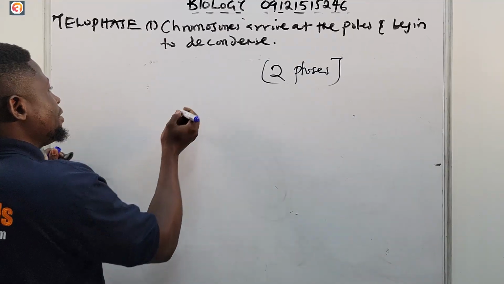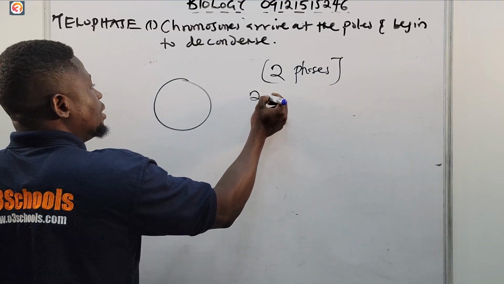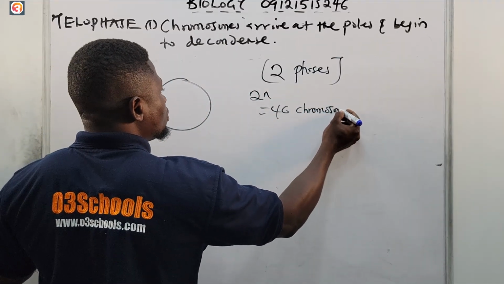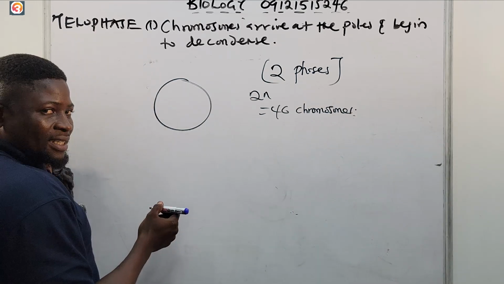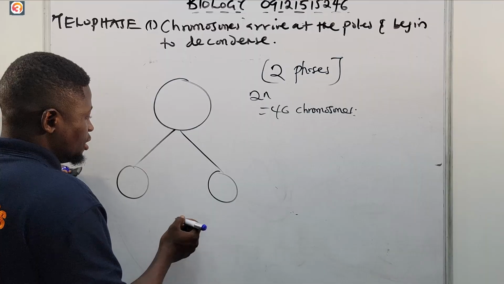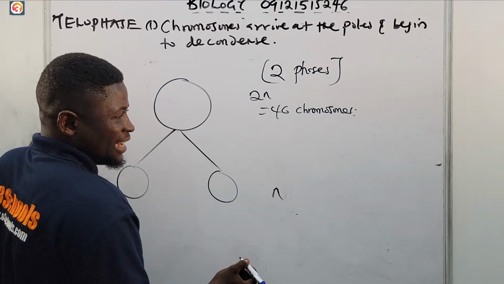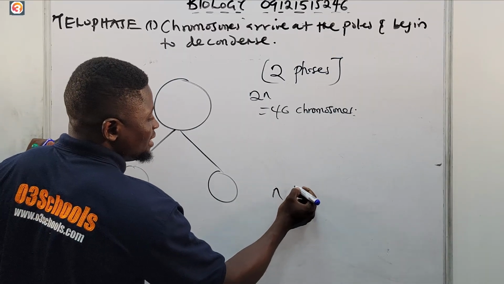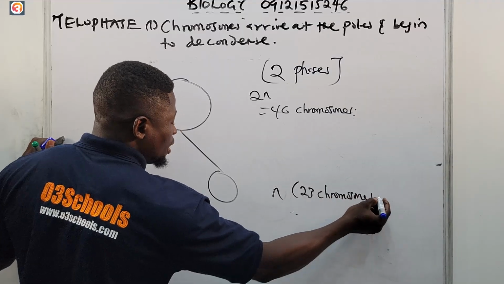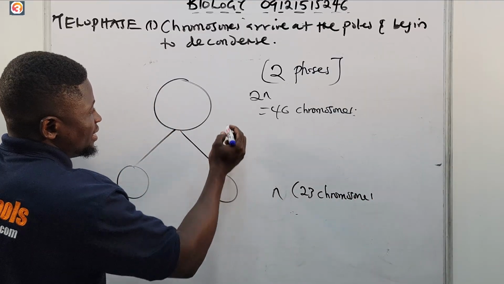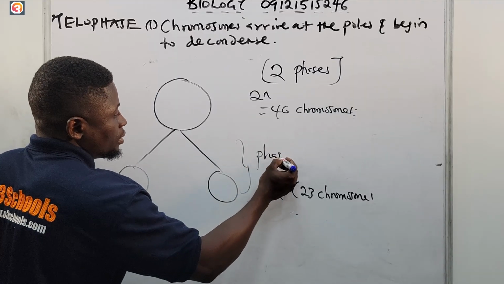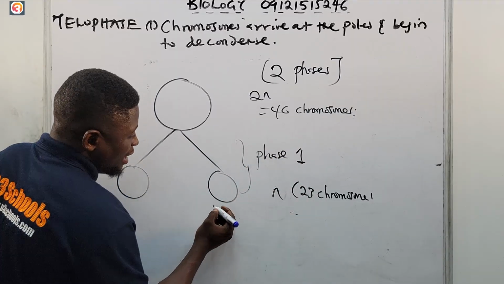All right, if you have the parent having 2n, that is 46 chromosomes, it will split. So you have here this and this. These ones will have n chromosomes, that is 23 chromosomes. This is the first phase, phase 1. And then we now have the second phase.